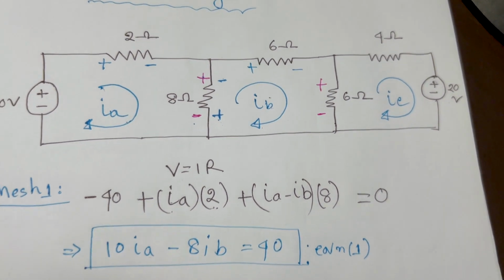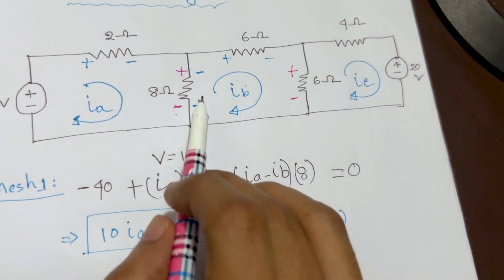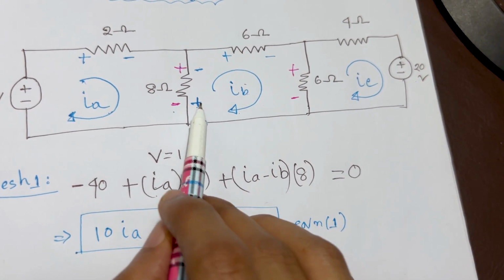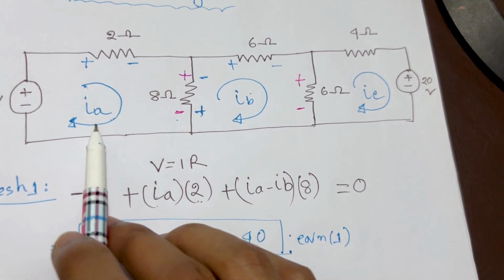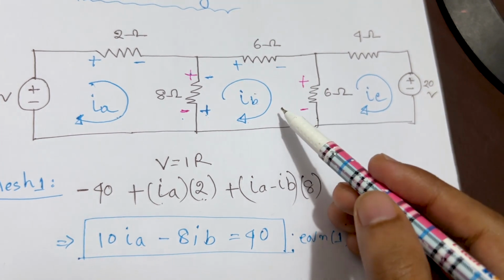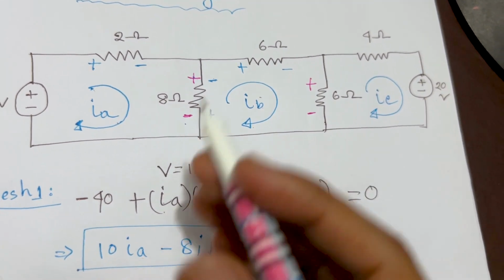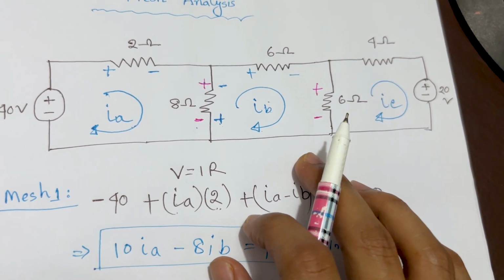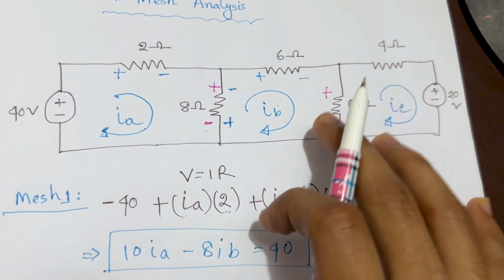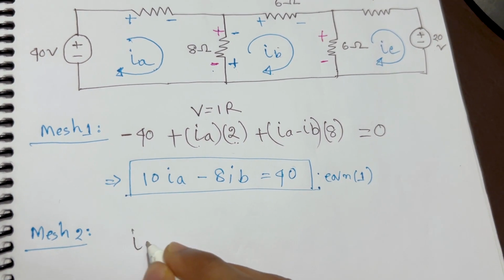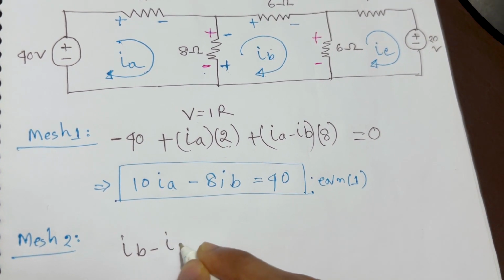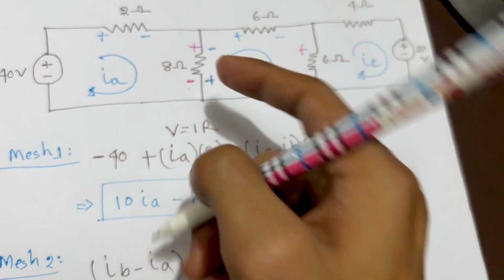Now let's calculate it. So first we need to work on this. The IB current is going through this 8 ohm resistor, and IA is also going from upper to lower, and IB is going from lower to upper. So there is a contradiction, but we're working with IB. So IB is the office boss here. This is the main boss. So we have to work with this. First one is IB minus IA times 8.